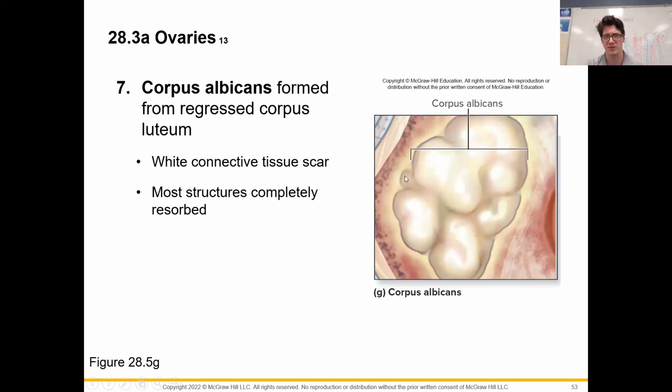Then we end up with the corpus albicans. This is basically the corpus luteum having regressed. It's essentially going to be the leftover scar of that corpus luteum. Eventually, everything here will be reabsorbed.